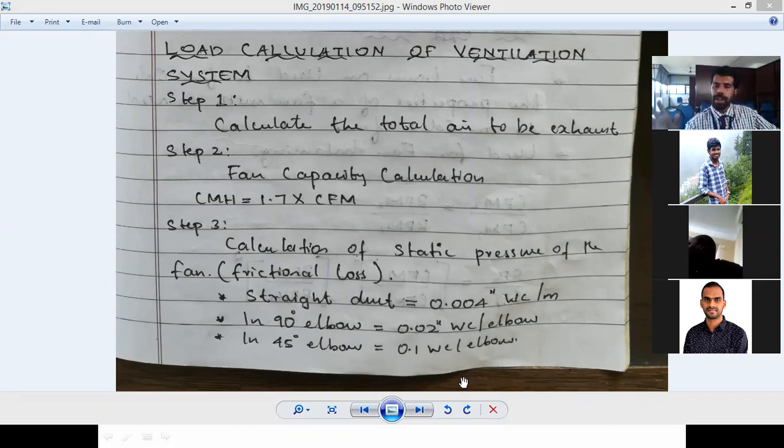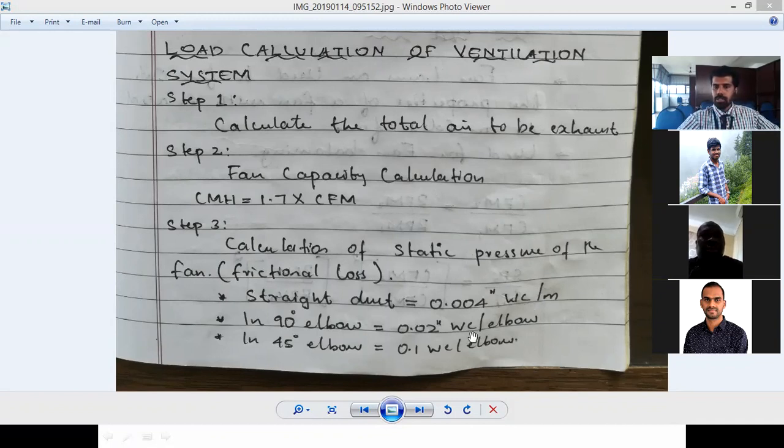And when you are choosing a fan, give the total static pressure as well as the CMH or CFM value. You can choose the exhaust fan like that. So the first step is finding the CFM. The second step is converting that CFM into CMH. The third step is finding the static pressure.